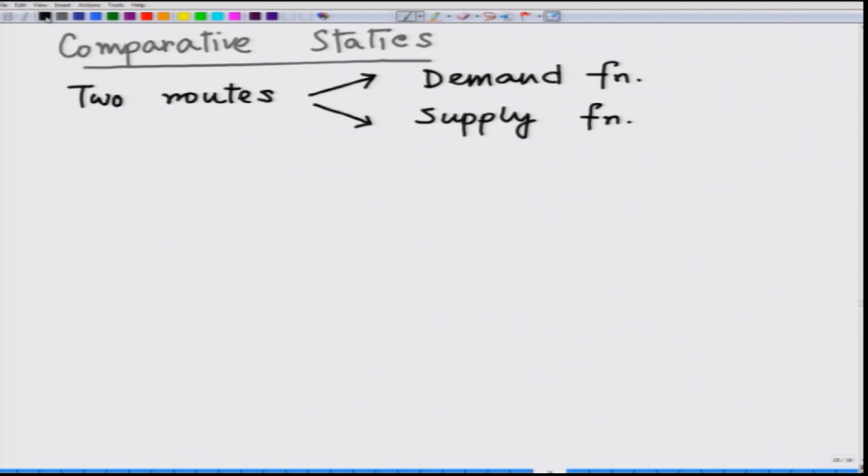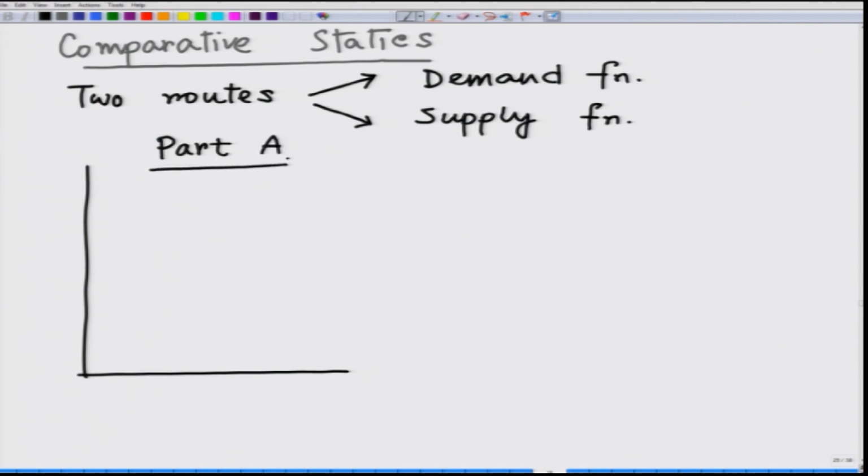So, we will show briefly two instances. In case number 1 the change will come from the demand side, so this is part A where the change comes from the demand function, and there is a part B where the change will come from the supply function. Let us first complete the story of part A.